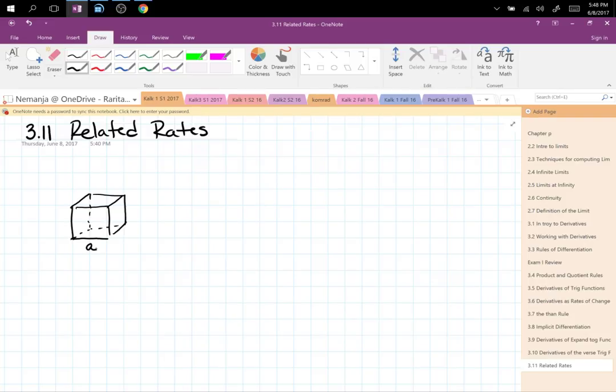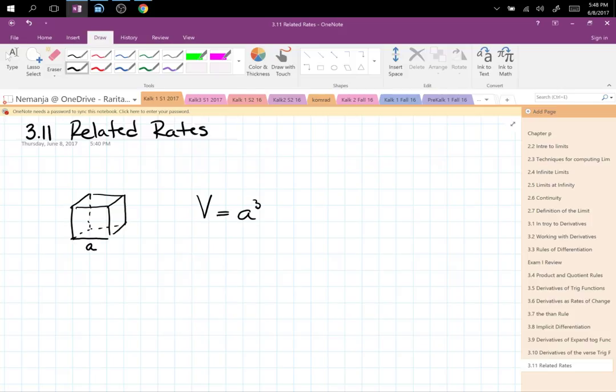If I'm to call a side A, I can write the volume equation as A cubed because it's a cube, so all three sides, edges that we consider in X and Y and Z direction are all A. So we multiply all of them to get the volume. So this is the equation for volume of the cube.